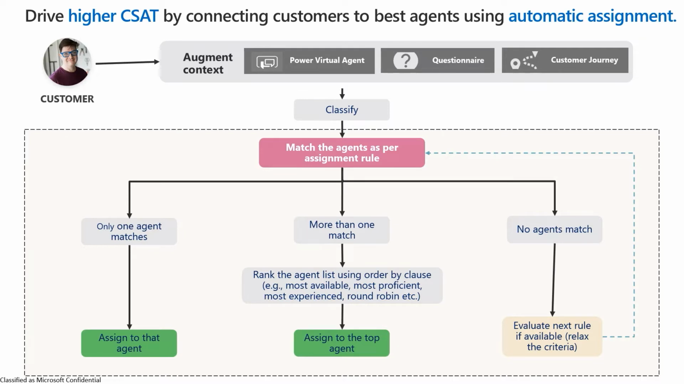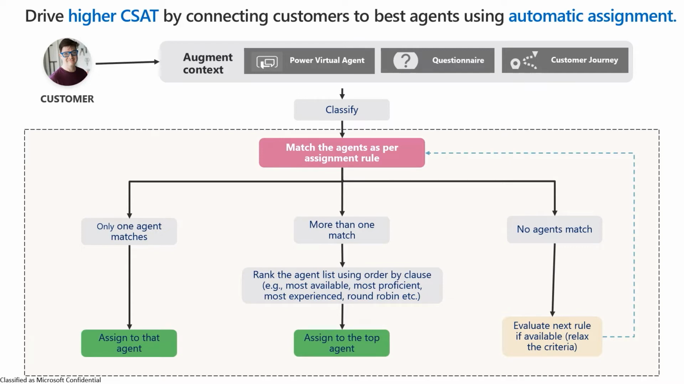There is also a possibility that no agents match the requirements. In this case, unified routing provides you an opportunity to go ahead and relax the constraint. We call this gradual relaxation of constraints, and we'll see that in next slides. Effectively, the next matching expression will be evaluated and the process will be followed all over till you go ahead and find the right agent.